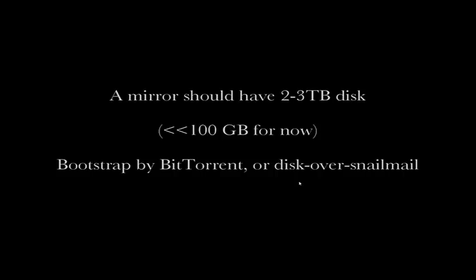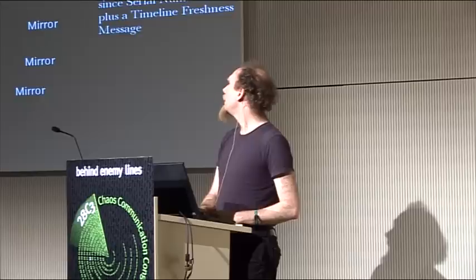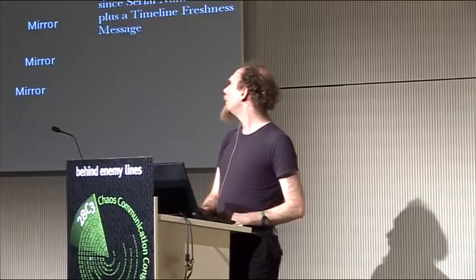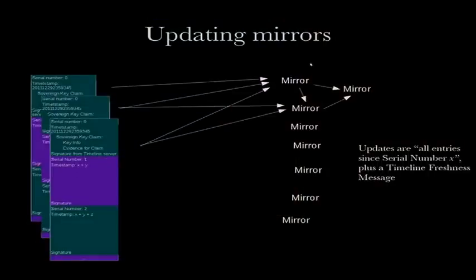You go to Amazon, you say, send me a disk, a 3 terabyte disk preloaded with the 1 terabyte of sovereign key data on it, and now you have a mirror. And then the updates get synced. You can go to the set of masters and read from them, or you can do peer-to-peer, ask another mirror, what does it have? But each mirror has a copy of everything on all of the timelines.